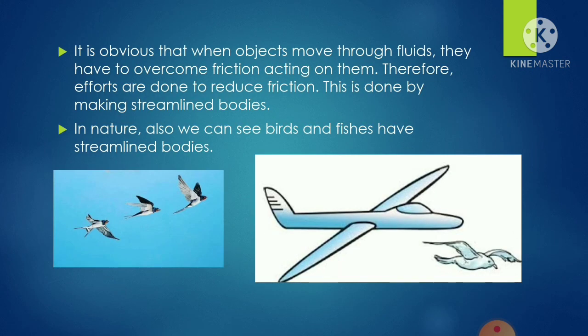So it is obvious that when an object moves through fluids, it has to overcome the friction acting on it. Therefore, these efforts are made to reduce the friction, that is, streamlined bodies. And in nature also we have seen birds and fishes which have streamlined bodies to overcome fluid friction.